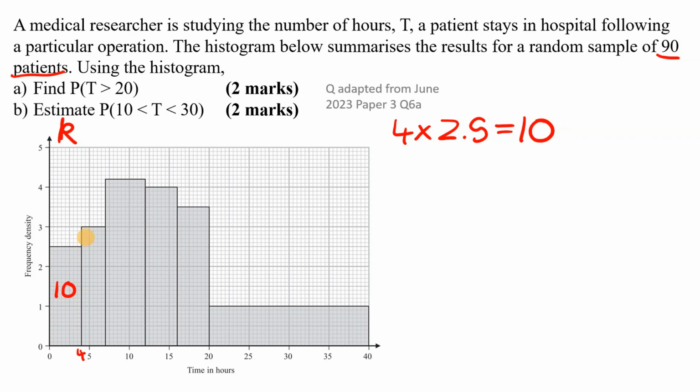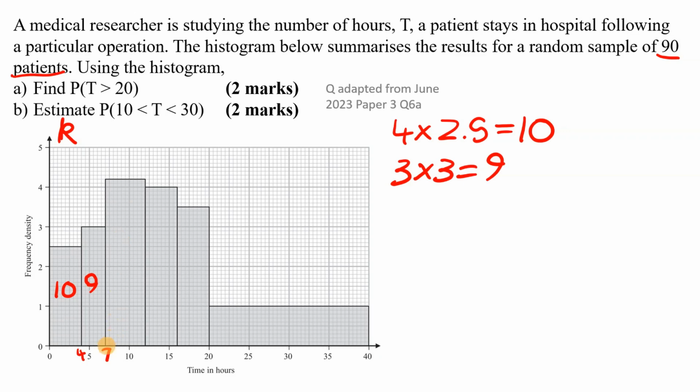If we look at this bar here, it starts at 4 and it ends here at 7. So it's between 4 and 7. So it's going to have a width of 3. And this is multiplied by the height, which is also 3. So 3 times 3 is 9. So this is the area of this bar here.